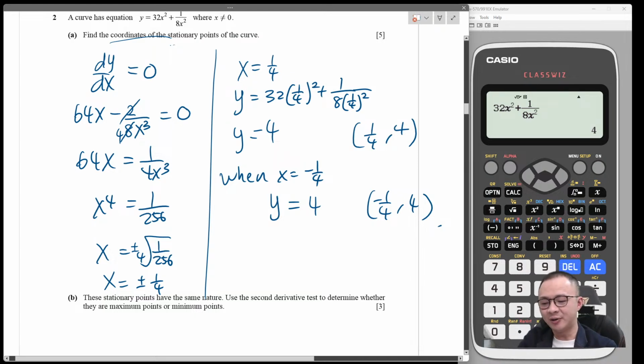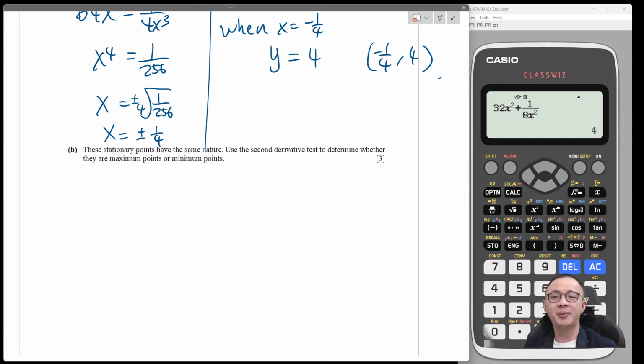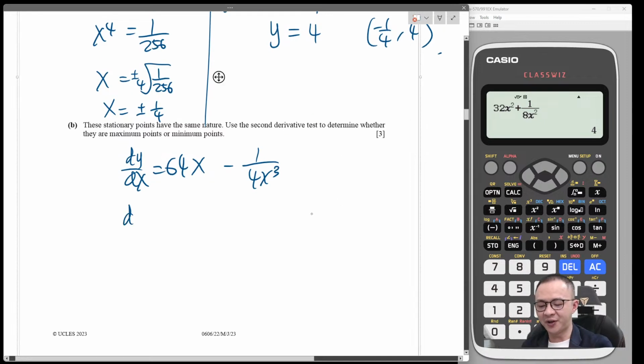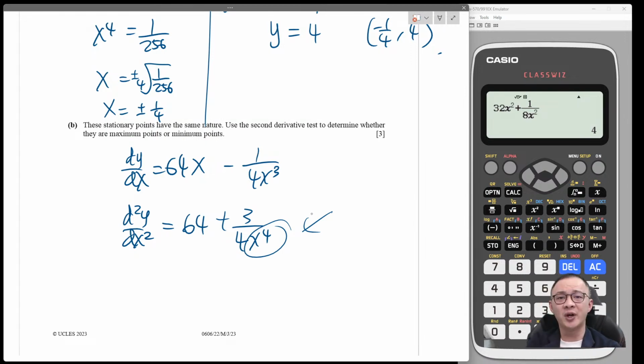Okay, so after I got the coordinates of the stationary point, done. Next: determine the nature of the stationary points. Use the second derivative to test whether they are maximum or minimum points. So we differentiate again. Just now I got dy/dx as 64x minus 1 over 4x cubed. If I differentiate this again, I should get 64, and the negative 3 moved to the front gives positive 3 over 4x to the power 4. You can see this is x to the power 4, so no matter whether I substitute a negative or positive value, the second derivative is always positive.